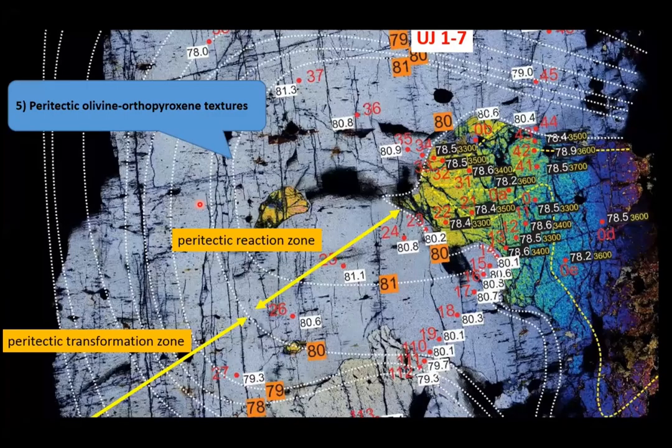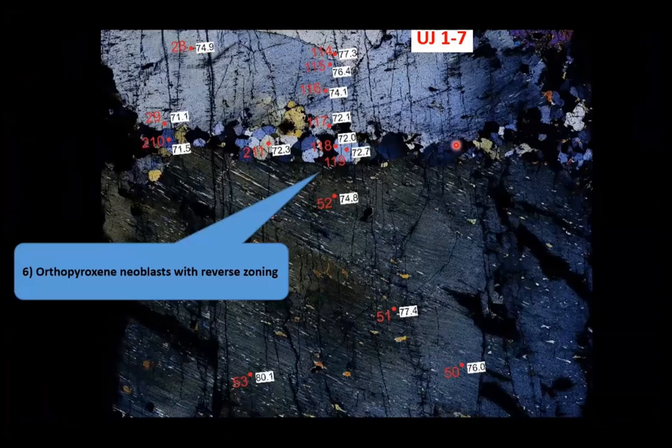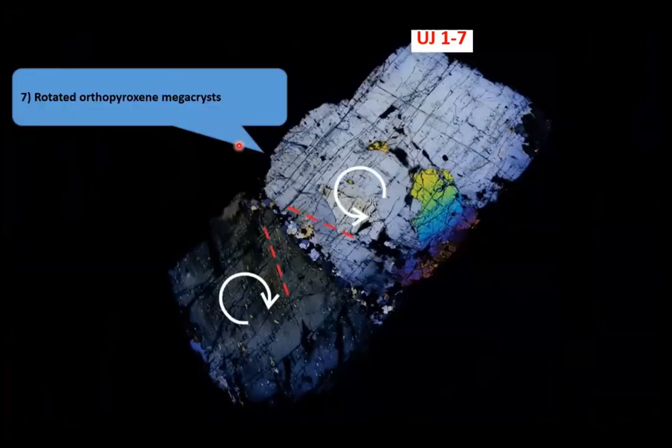There is also some textural evidence, including peritectic olivine-orthopyroxene textures, neoblasts with reverse zoning at the boundary between two orthopyroxene megacrysts, and finally the rotation of orthopyroxene megacrysts. It looks like the melt was responsible for the peritectic reaction of these primary crysts and finally the annealing process from this pegmatite. And we suggest that a hot, reactive, probably evolved melt intruded into the pyroxenitic mesh, rotated the orthopyroxene grains, and passed through the porous pyroxenitic mesh of the Merensky unit.